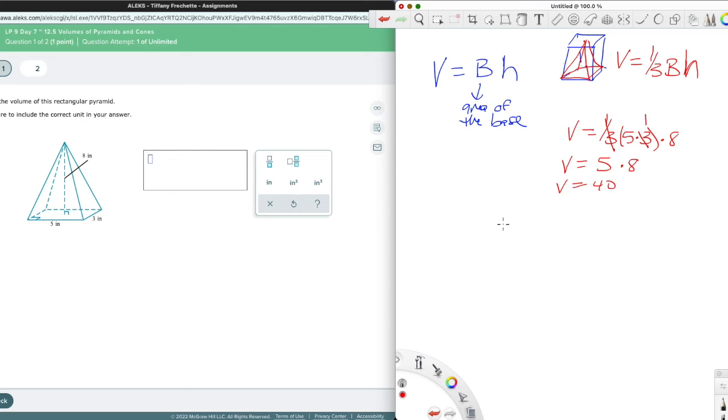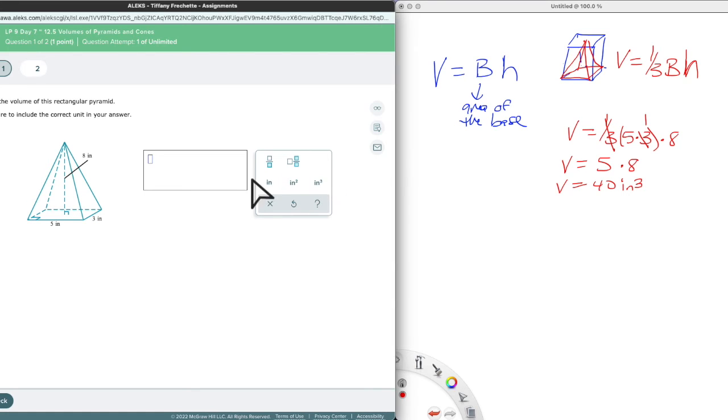And then I need to make sure that I choose the correct unit. Remember, it is volume. Volume is always cubed because we're thinking of 3 dimensions. It's a 3D object, so there's length, width, and height to it. So I know it's going to be cubed. A lot of the time it's going to be the same type of unit, you just have to choose the correct one as far as, is it length, is it area, is it volume? So just make sure you're paying attention on that one.